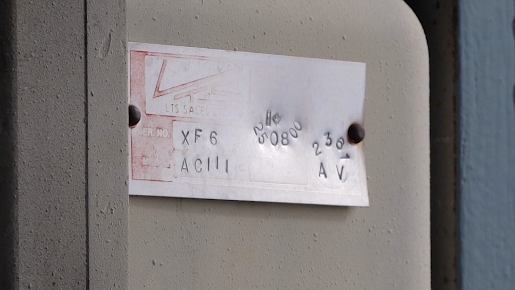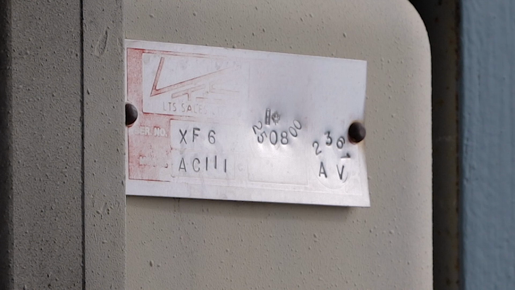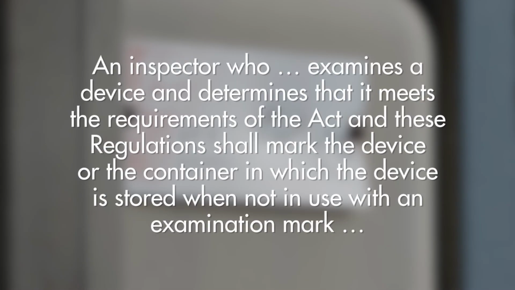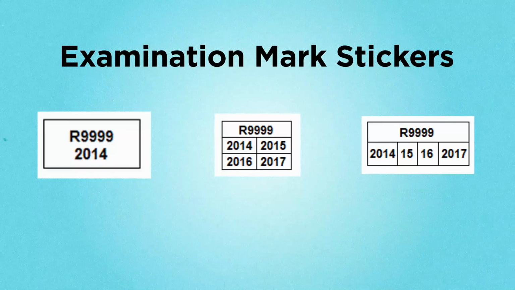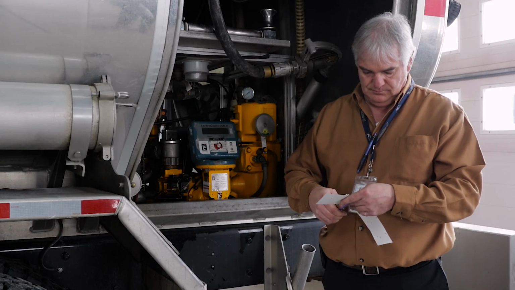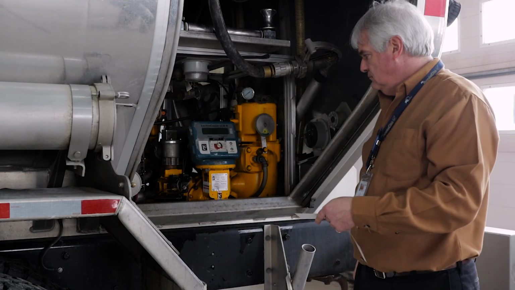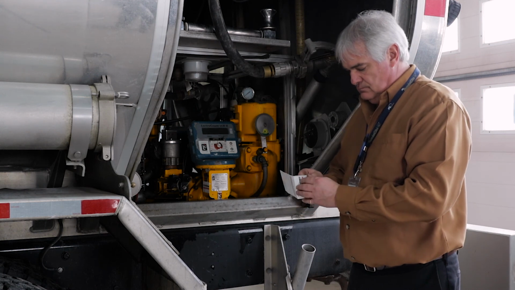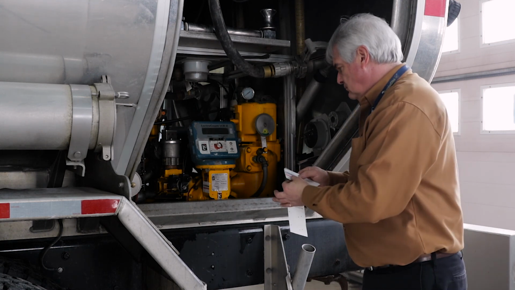Section 30 of the Weights and Measures Regulations states that an inspector who examines a device and determines that it meets the requirements of the Act and these regulations shall mark the device or the container in which the device is stored when not in use with an examination mark. Examination mark stickers should be used when it is impossible to punch a mark onto the device. Examination stickers, used for every subsequent examination, are self-adhesive labels that indicate the year in which a device was examined.